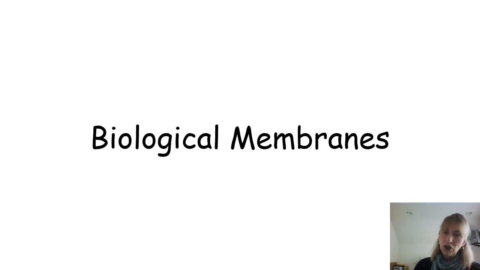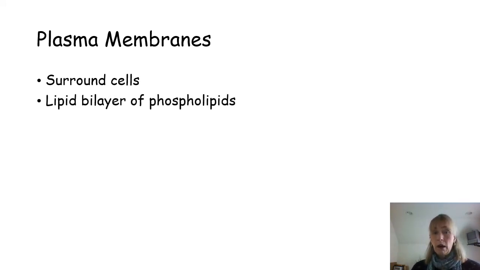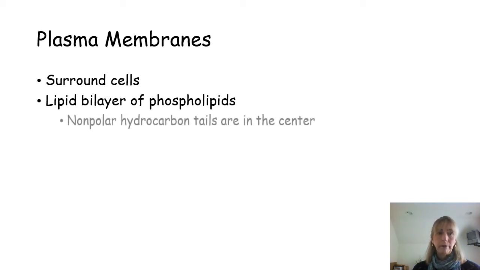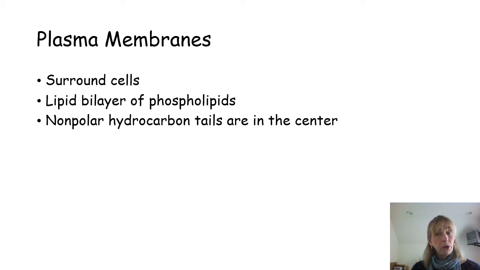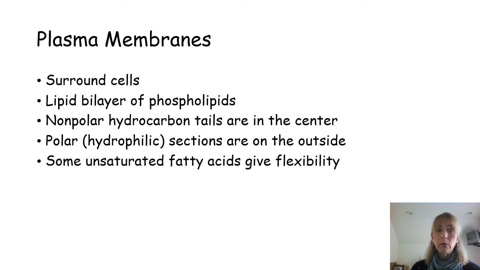Let's move on to biological membranes. And we're going to begin our discussion of biological membranes looking at plasma membranes. Plasma membranes, you might remember from your biology, surround the cells. They are a lipid bilayer of phospholipids. So remember, there's two parts: a non-polar hydrocarbon part and a polar part. The non-polar hydrocarbon tails are in the center. And the polar part of these phospholipids, the hydrophilic part that likes water, is on the outside.